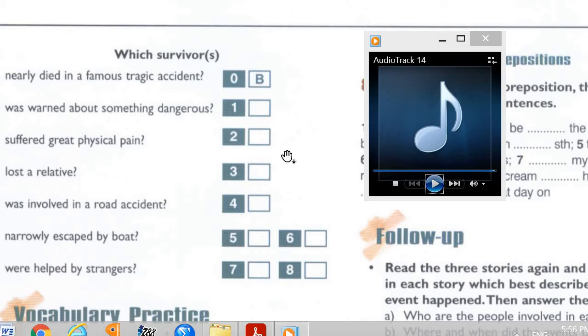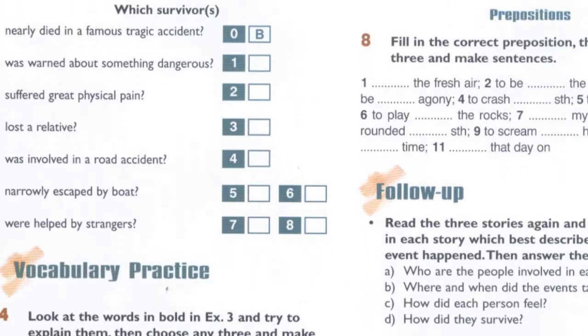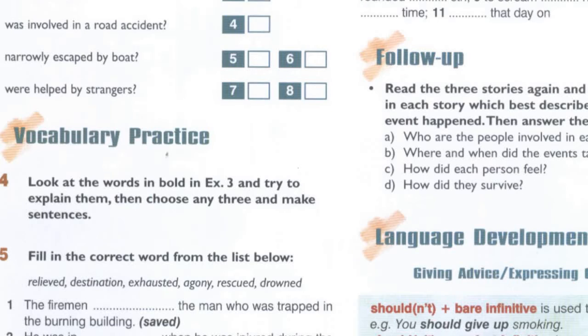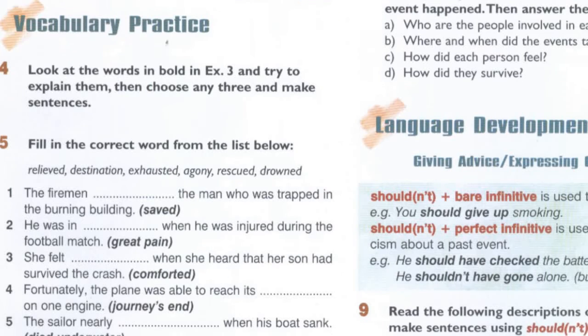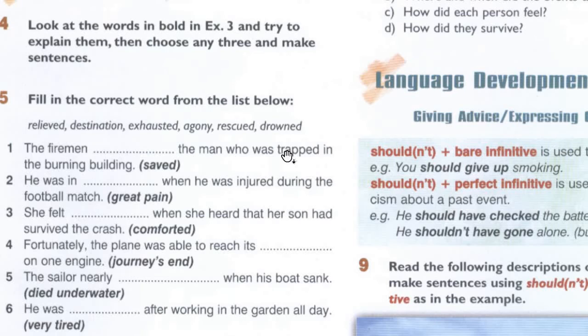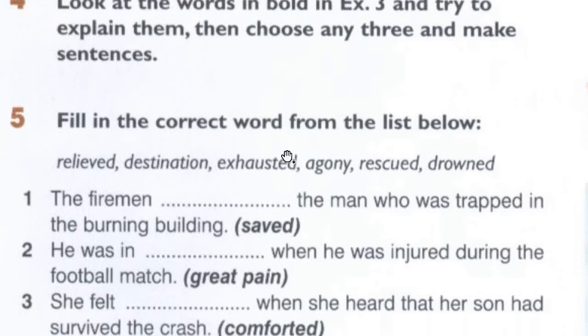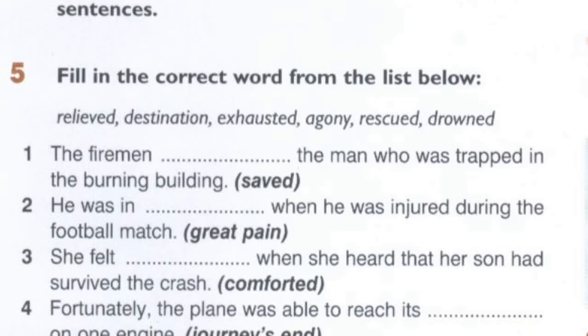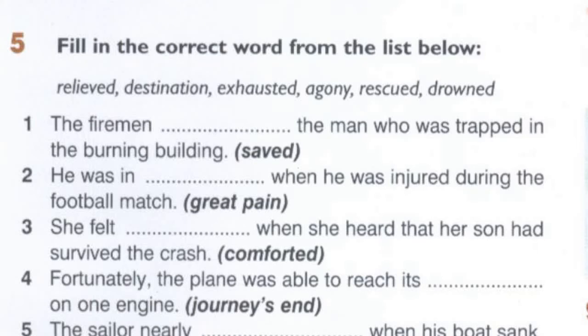Okay, we had about 3 accidents by 3 people, and you needed to complete some of the questions earlier presented to you, but the main thing was you needed to focus on the formation of expressions that we're going to cover in this sentence and vocabulary. Okay, look at exercise number 5. In exercise number 5, you are supposed to fill in the verb with a word bank which starts with relieved and then destination, exhausted, agony, rescue, and drown. Okay.